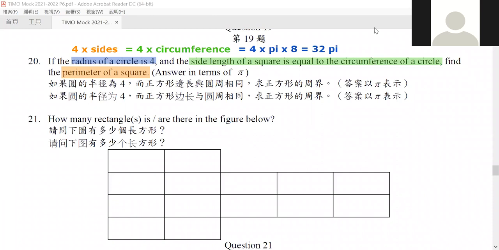Now let's go to our question 21. How many rectangles are there in the diagram? There are two different methods of counting this. One is using the inclusion-exclusion principle, which unfortunately is a little bit difficult. So instead, we will use a much more basic method, which we simply call counting by sizes.